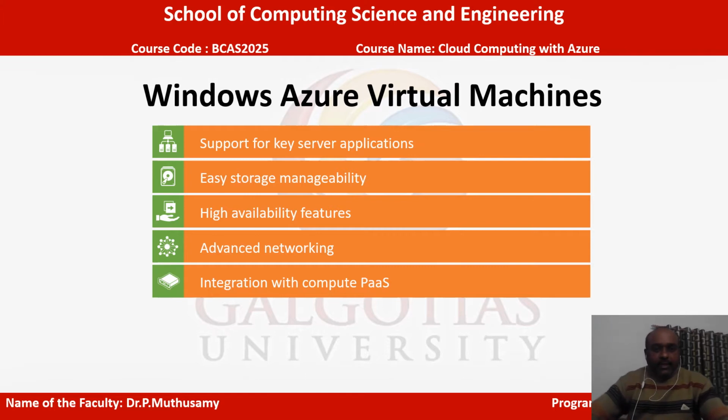Today we are going to discuss Windows Azure virtual machines. Basically, in Windows Azure, there are virtual machines. We can divide it into 5 categories: support for key server applications, easy storage, manageability, high availability features, advanced networking, and integration with compute PaaS, that is, platform as a service.